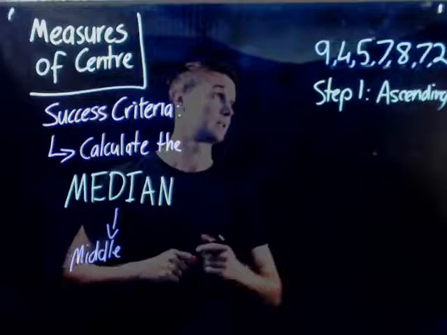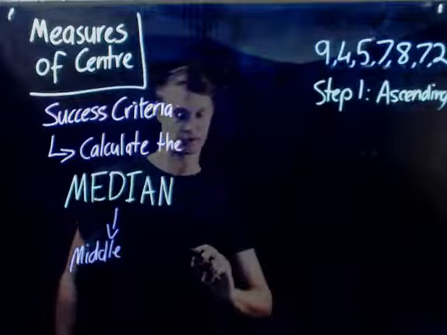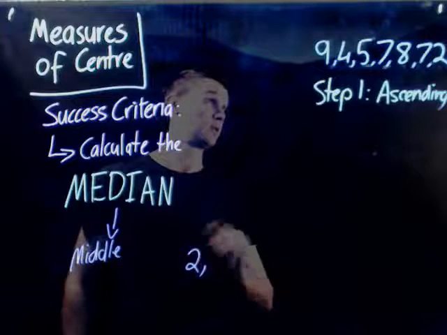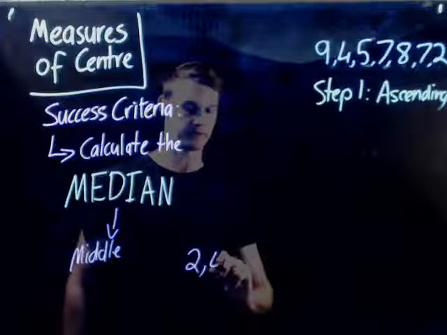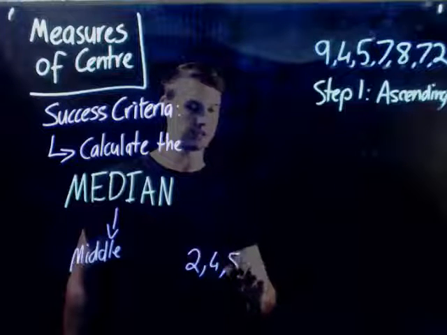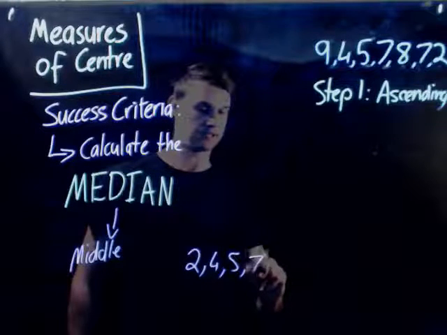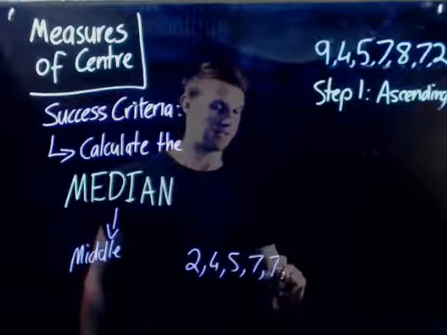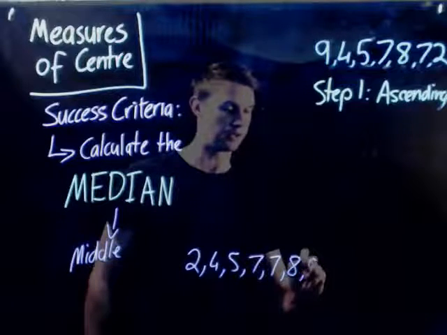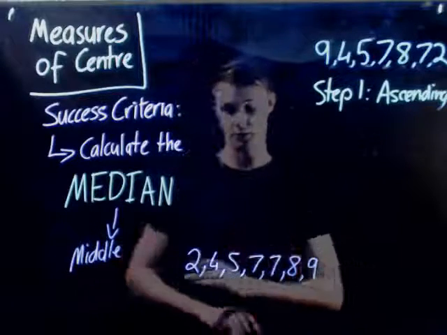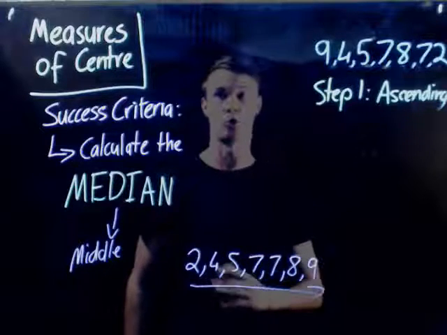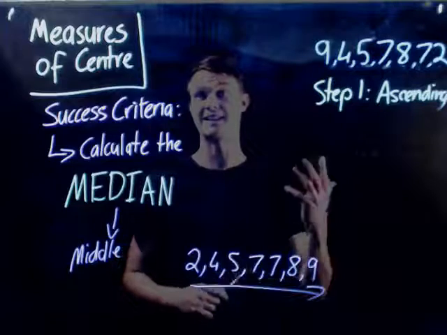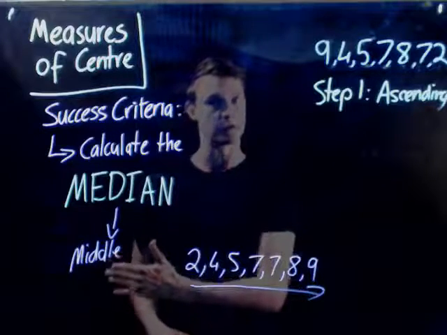Obviously the smallest result was 2, so we start with 2. We then put it in order from smallest to largest. So we have 2, 4, 5, we have 2 7s there, and then we have 8 and finally 9. So now we've done step 1, we've put this into ascending order, so it goes from smallest to largest. And now that makes it easier for us to find the middle number.